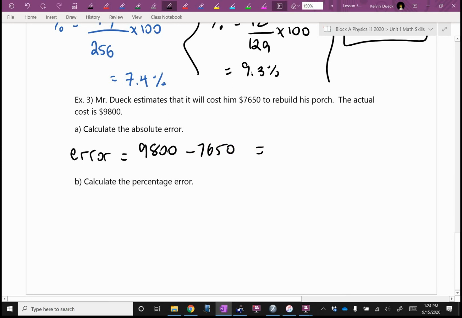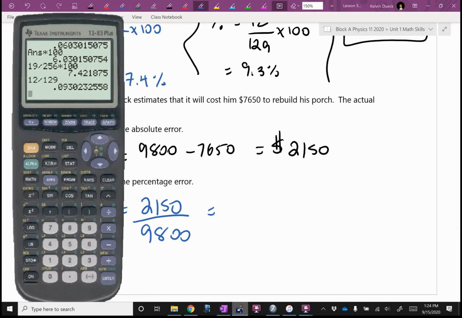Hang on. It's going to be 2,150? 2,150? What's the percentage error? The actual cost is 9,800. That tells you this is not a government, because usually government percentage error is about 100%.